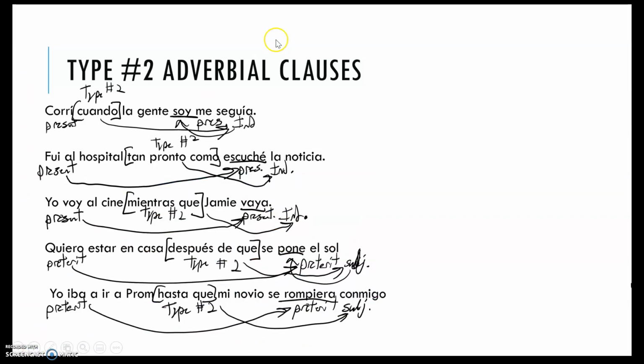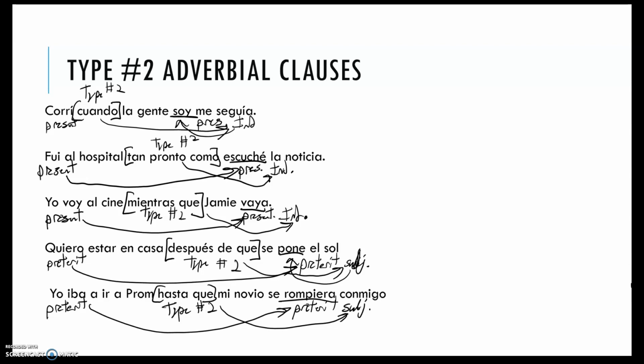For type number 2 adverbial clauses, here are some examples. So we see that we have our first example. It says corrí cuando la gente soy mi seguire. So first we have to look at our first clause, which is corrí. First we have to find our adverbial clause. What is cuando? It's a type number 2. So to indicate what our verb will be, we have to look at the first clause, which is present, indicating soy will be a present indicative verb.